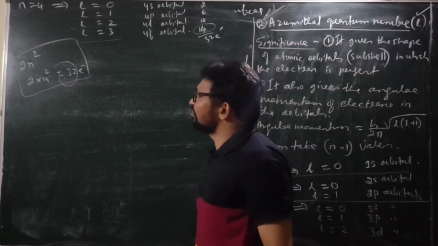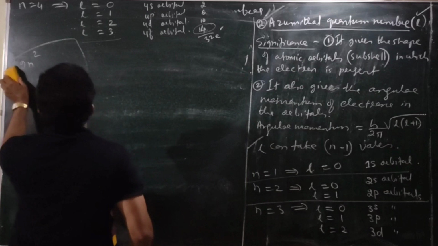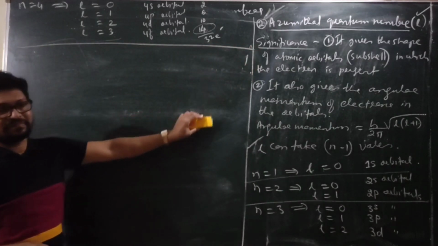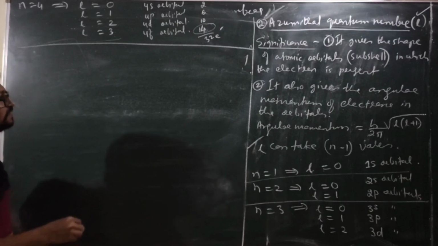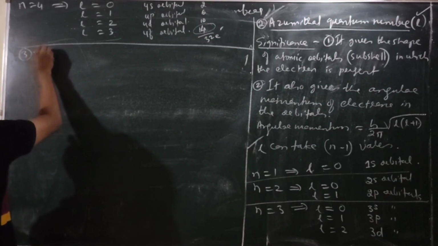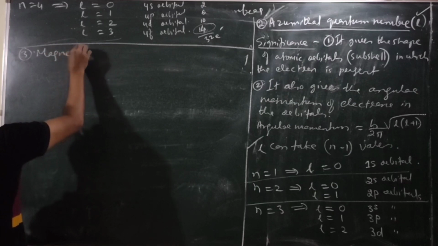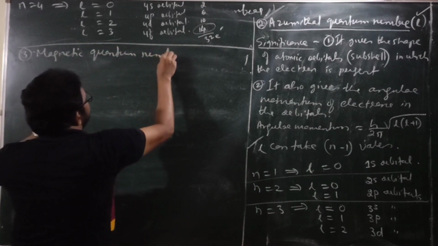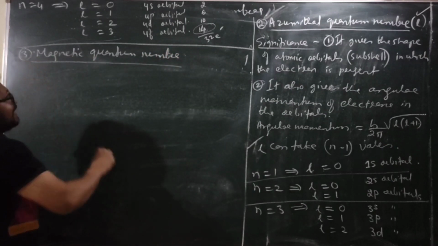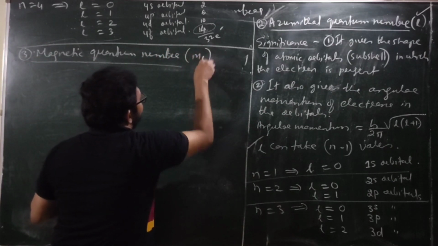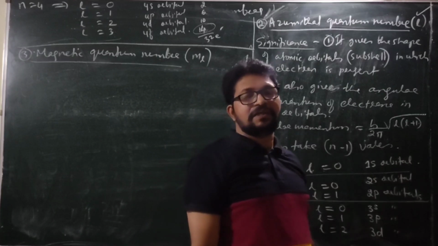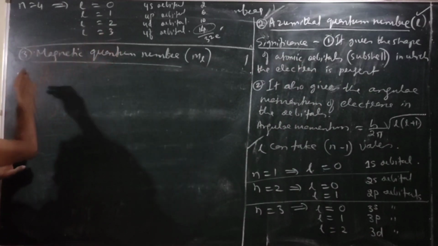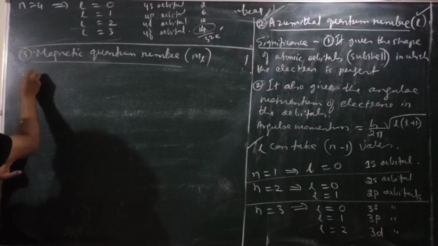So what is the next quantum number? The third quantum number is the magnetic quantum number. So what is the magnetic quantum number? It is ML. Then why the necessity of the magnetic quantum number? Because your problem is unsolved. Significance.